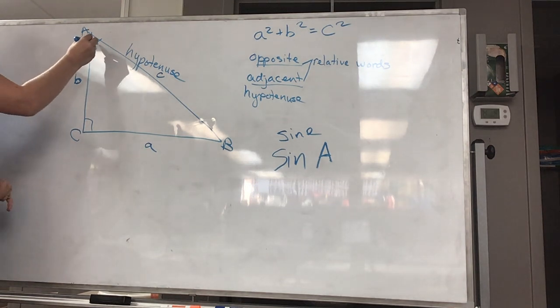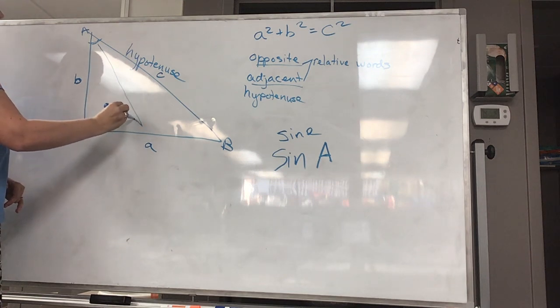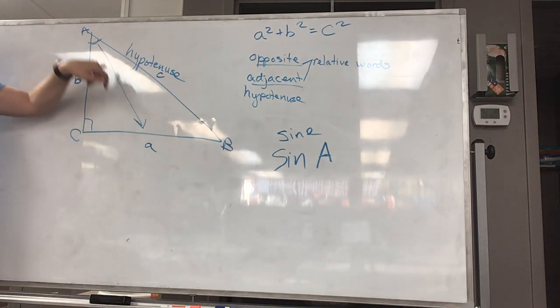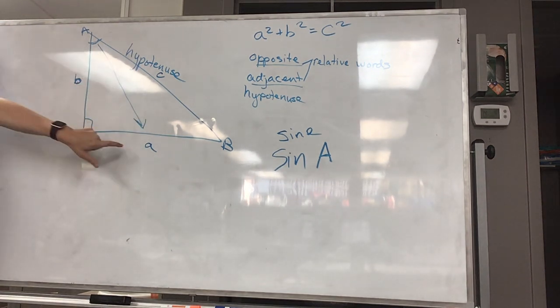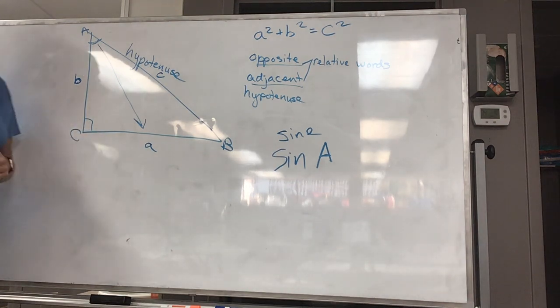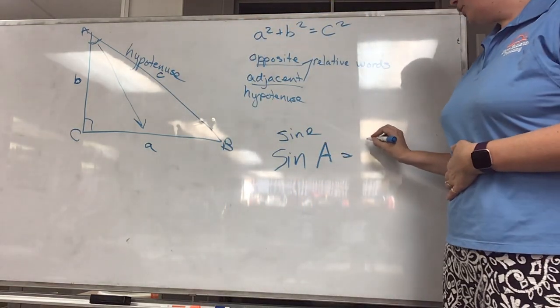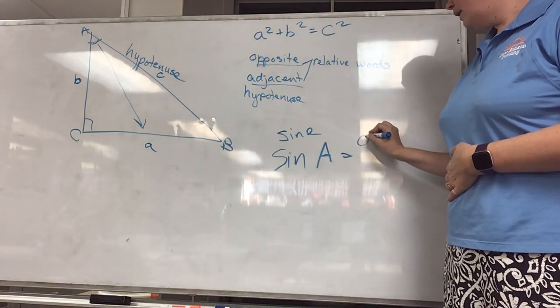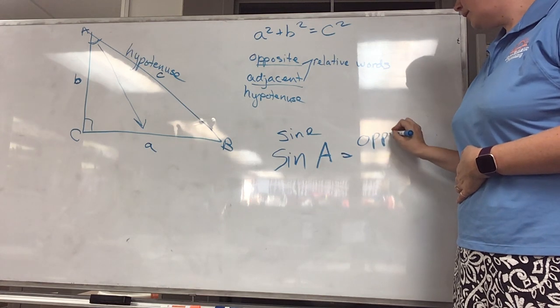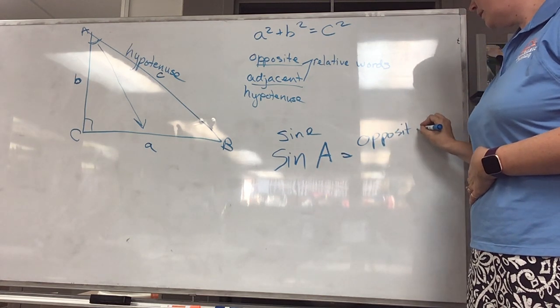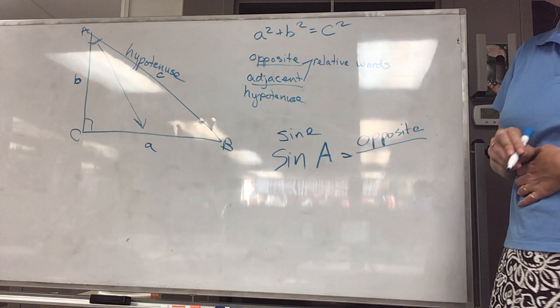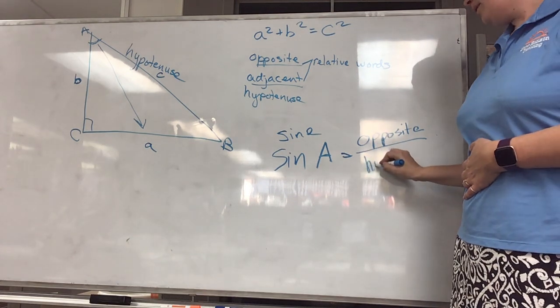If we go across the triangle, the one that's opposite angle A is this side, little a. And so the sine of A is equal to the opposite divided by the hypotenuse.